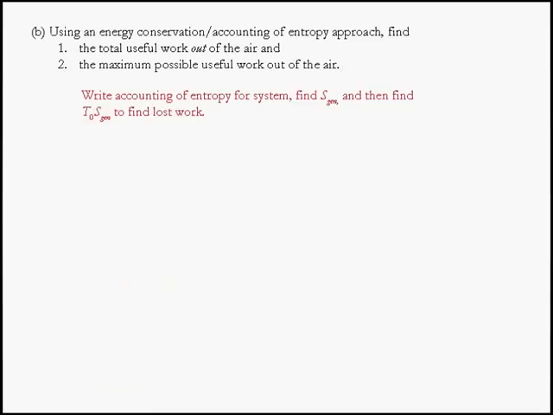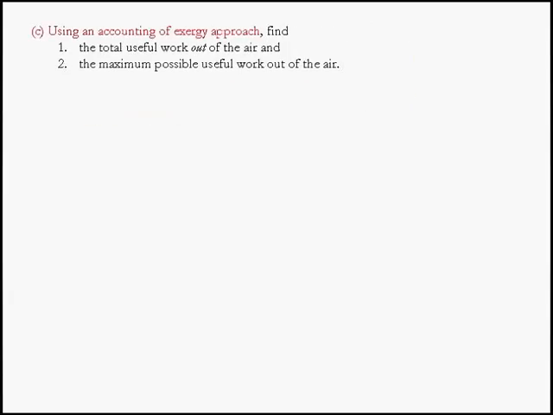So very good. Now if this were part B, I would have done part B1, and to find the maximum possible useful work out of the air, I would write the accounting of entropy for this system. I'd find the entropy generated during the process, and then add T0 times Sgen to the work that I had to find the piece of it that was lost. If I'm going to use an exergy approach instead, what I'm going to do is write the accounting of exergy for the system, and in order to find the maximum amount of useful work out, I'm going to set the destruction of exergy to 0. Let's see what that looks like.